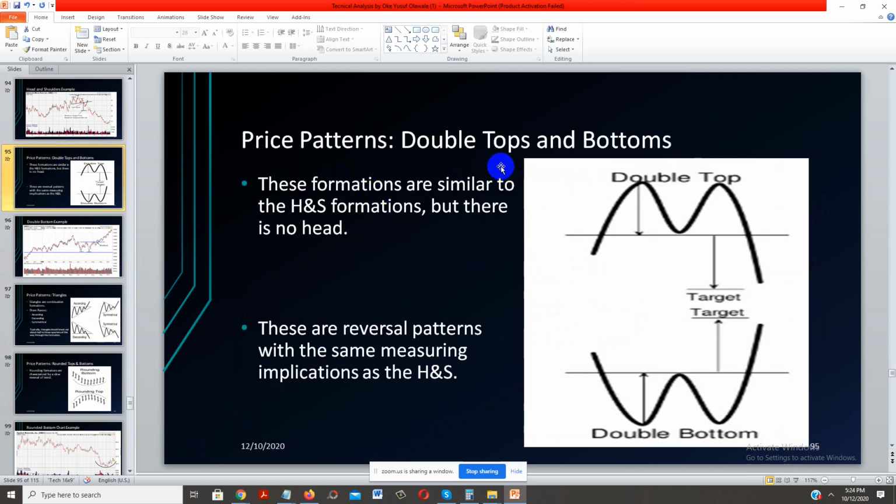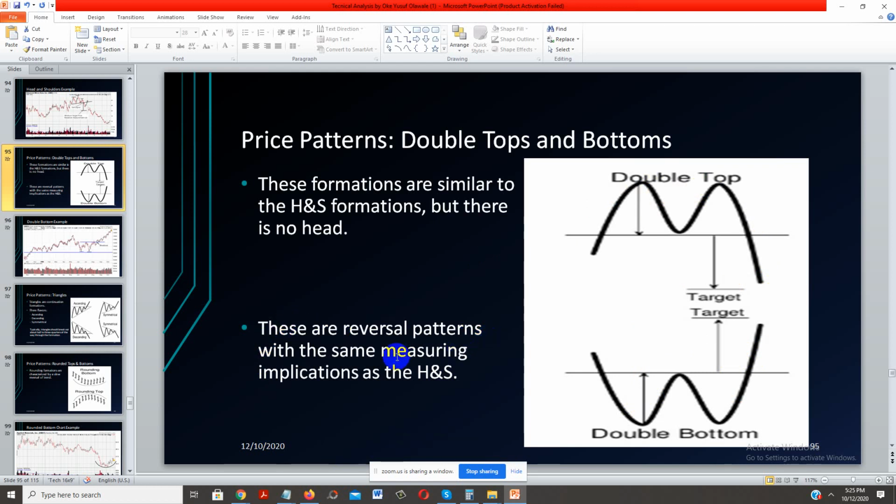Price pattern. Another price pattern is double tops and bottoms. These formations are similar to the head and shoulders formation, but there is no head. Where we have equal higher highs and equal lower lows. Equal higher highs support a downward breakdown, while equal lower lows support an uptrend breakout.